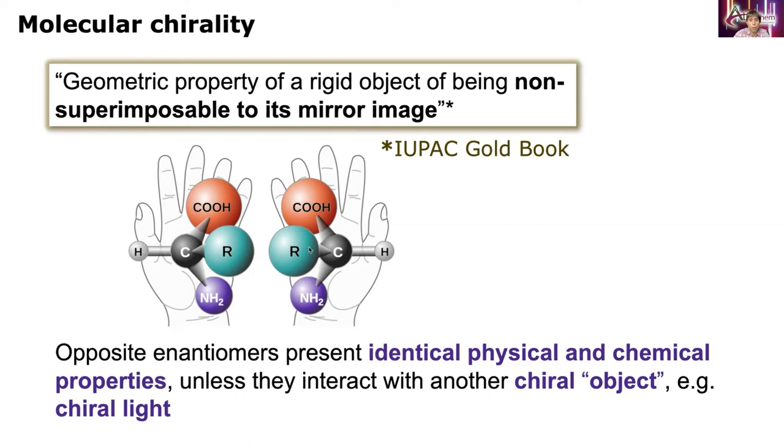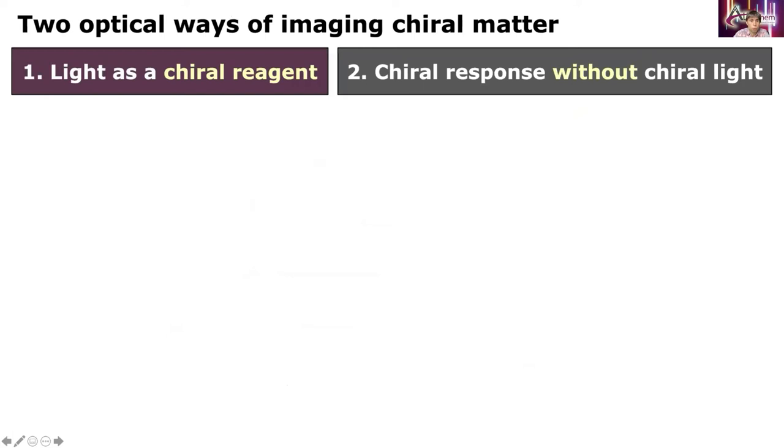And there are two ways that we can do this. We can identify the chirality of matter using light, using two approaches. The first one is to use light as a chiral reagent. So this means using the chirality of light to probe the chirality of matter, like I use the chirality of the glove to probe the chirality of my hands.